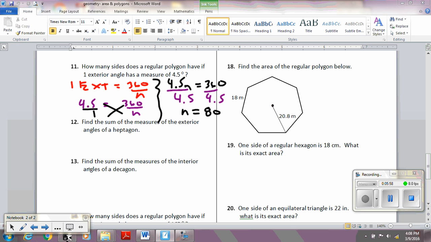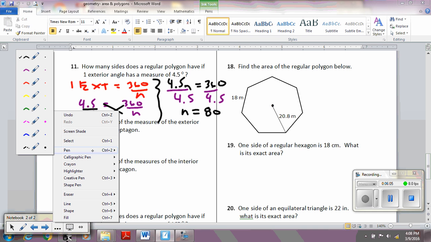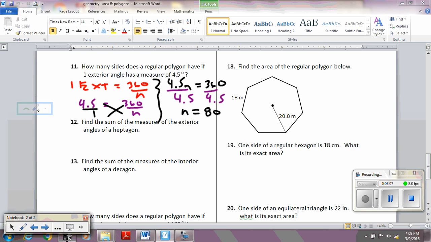Number 12 wants you to find the sum of the measures of the exterior angles of a heptagon. A heptagon is a seven-sided figure, but it's asking for the sum of the exterior. It doesn't matter how many sides a figure has, the sum of the exterior is always the same. The sum of the exterior is always 360 degrees.